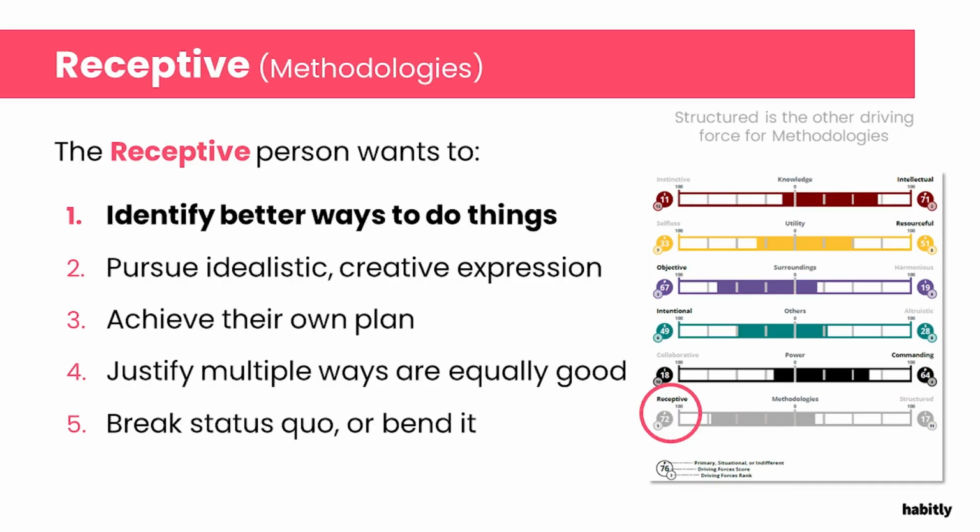Now, last but not least is the motivator of traditional. On the low end of that is the receptive person. So this person wants to identify better ways to do things. They kind of pursue idealistic creative expression, want to achieve their own plan, and they think there's many ways to do something right. And they may want to break the status quo or bend it, okay? But they like to consider options.